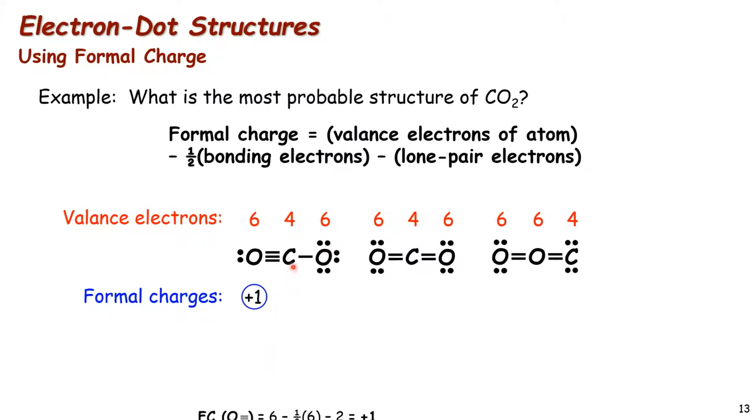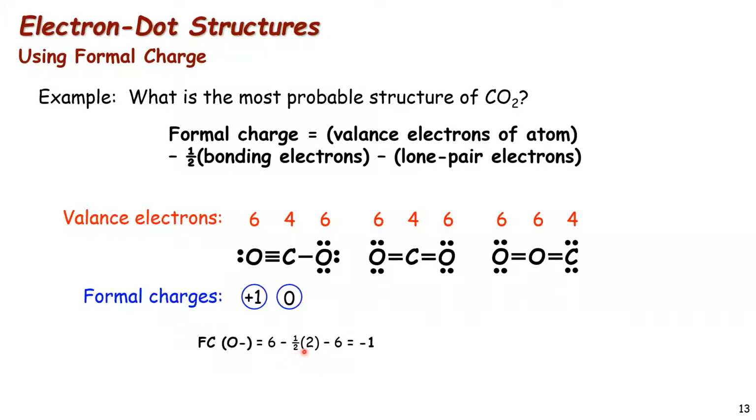Next, let's look at the carbon. Carbon's in group 4, so 4 valence electrons. It has a total of 2, 4, 6, 8 bonding electrons, and there's no lone pair. So 4 minus half of 8, which is 4, minus 0 is 0. So this carbon has a formal charge of 0. Next, let's look at this oxygen here. Again, it's in group 6, and there are 2 bonding electrons, and then there's 2, 4, 6 lone pair electrons.